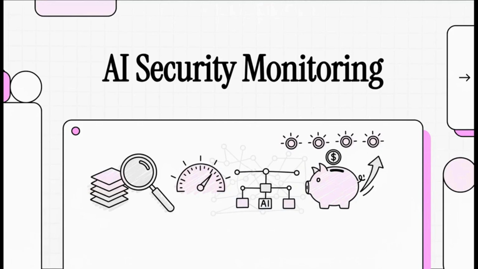All right, let's talk about AI security monitoring. Your company has probably built some amazing AI systems, right? But here's the real question. Can you actually see what's going on inside them? If you can't, you're operating with a massive blind spot. It is time to turn on the cameras.